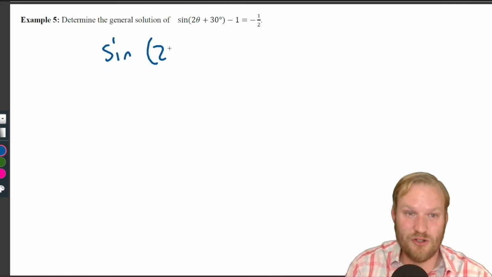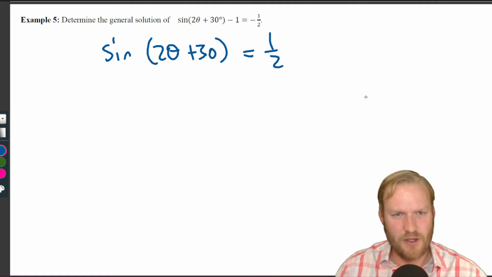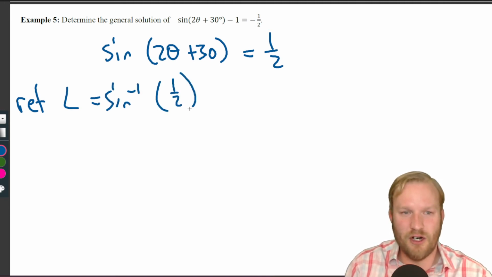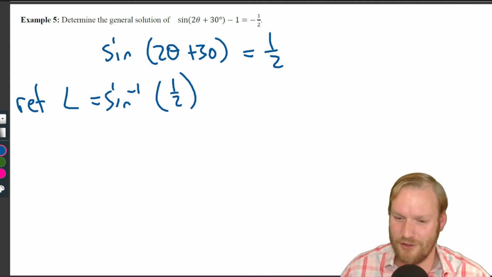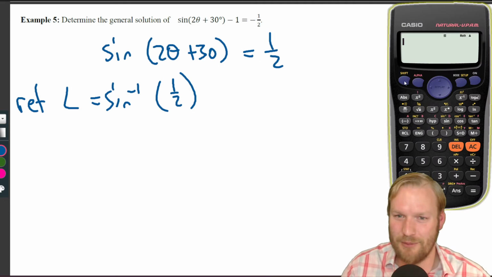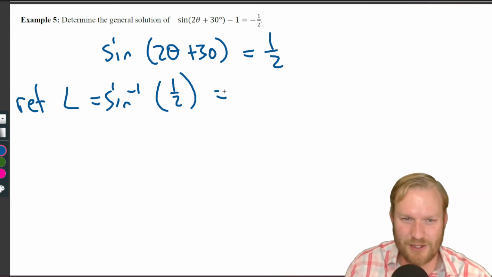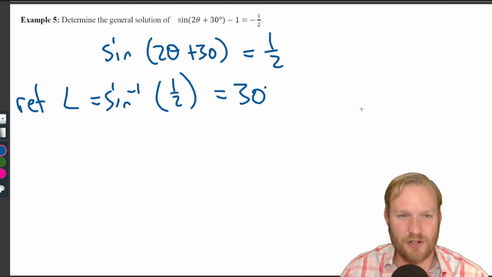So sine 2 theta plus 30 minus 1, add 1 to both sides equals a half. Okay, great stuff. Now we need to find our reference angle as we always did, and we go sine minus 1 of a half. Now we did this a few times already, but let's just get the old trusty calculator and go shift sine of a half. But we know by now that that's 30 degrees, right? So we've seen enough times, maybe your special angles, or you just punch in the calculator again. So our reference angle is 30 degrees.